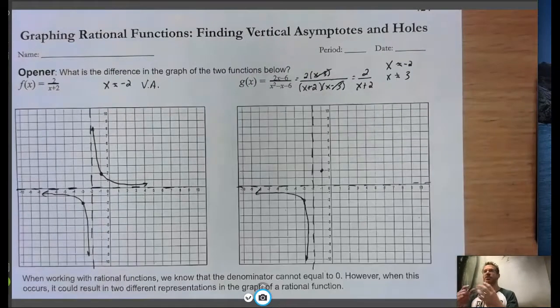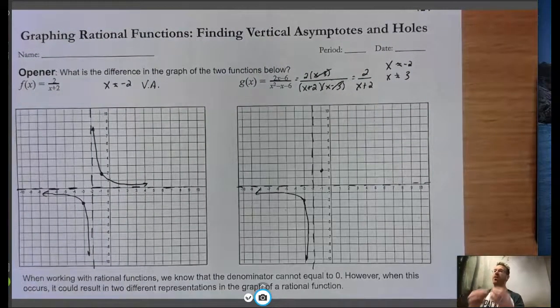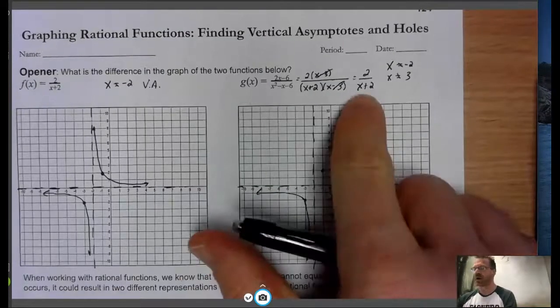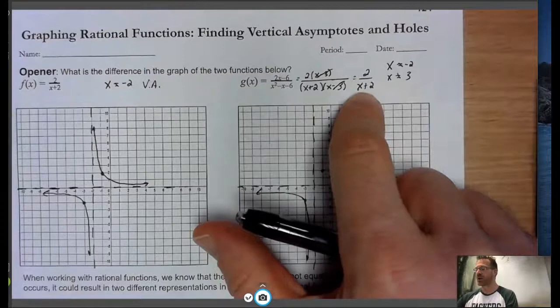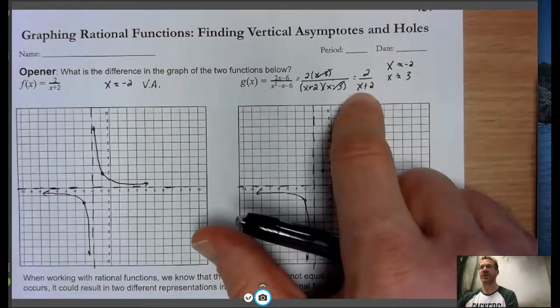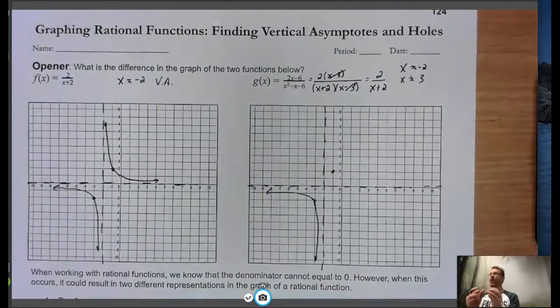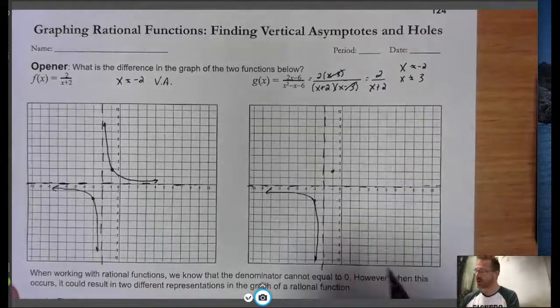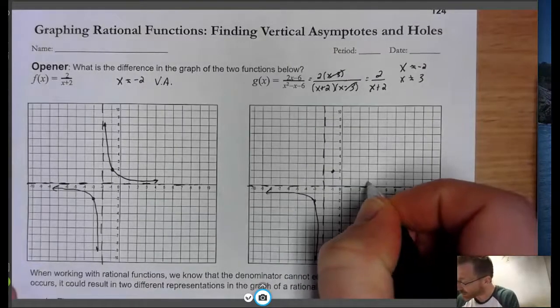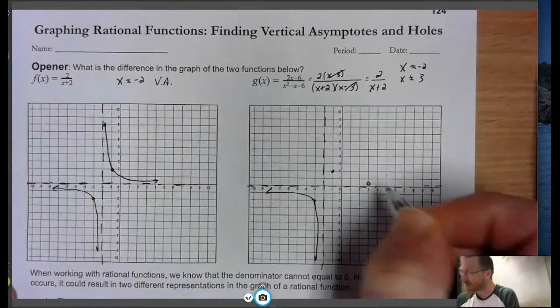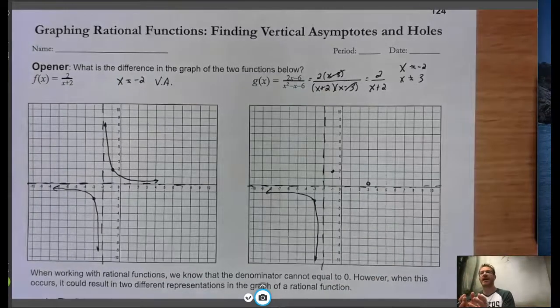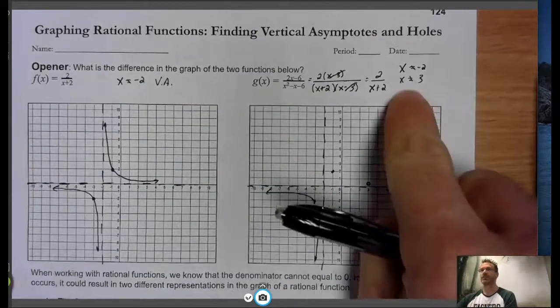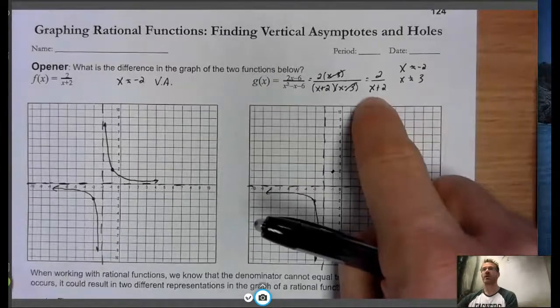So there's an issue here, and this is what we call a hole. All right? So what this means is, if I were to plug 3 in here, I would get 2 over 5. So it looks like there should be a point at (3, 2/5). But notice I can't use 3. So what we do is at (3, 2/5), we put an open circle, just like that. And what that indicates is that we have a domain issue. We can't use that point, even though it looks like it.